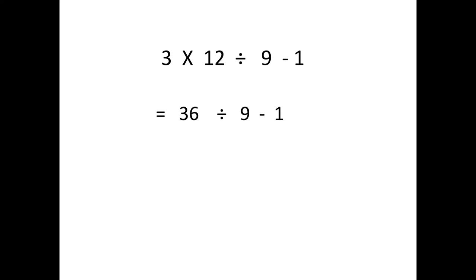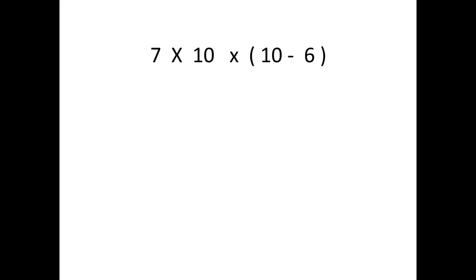Now 36 divided by 9 will give you 4. And I left the negative 1 as it is. 4 minus 1 will give you 3. The last question. 7 times 10 times (10 minus 6). Pause your video till you get the answer.